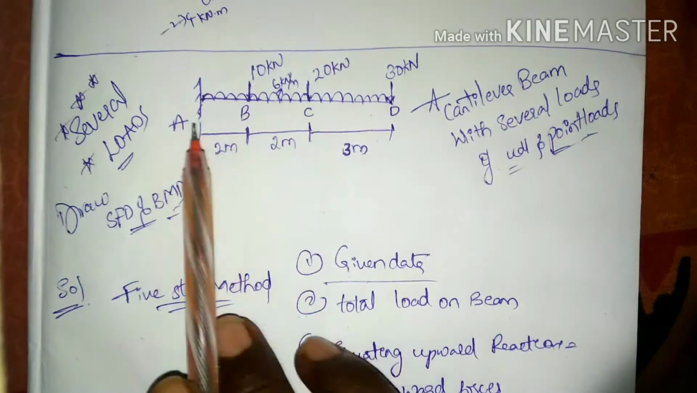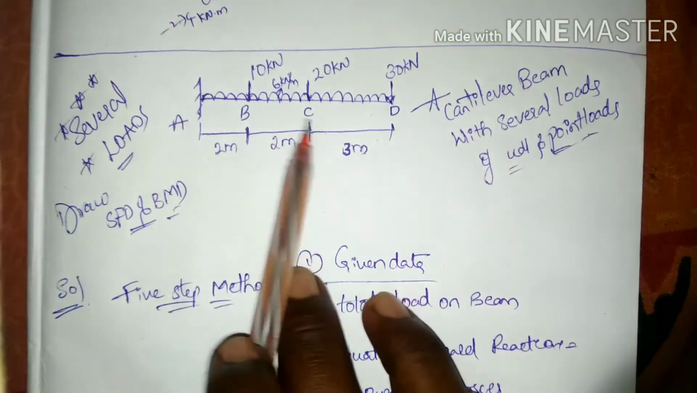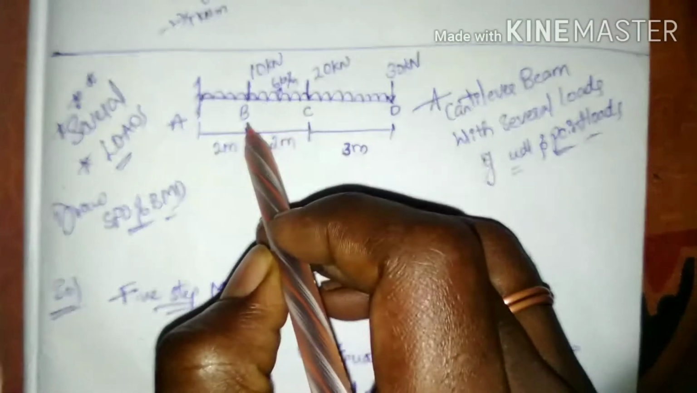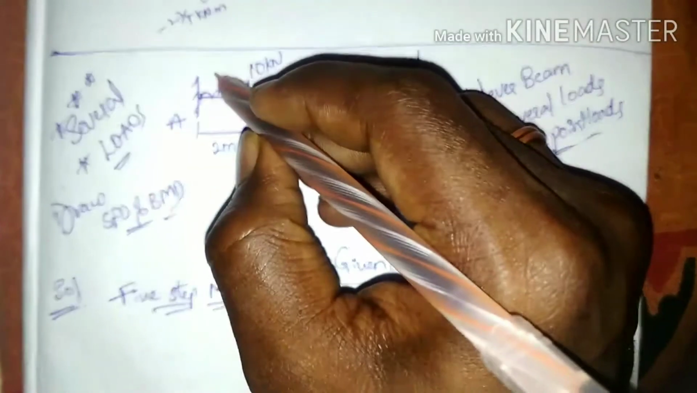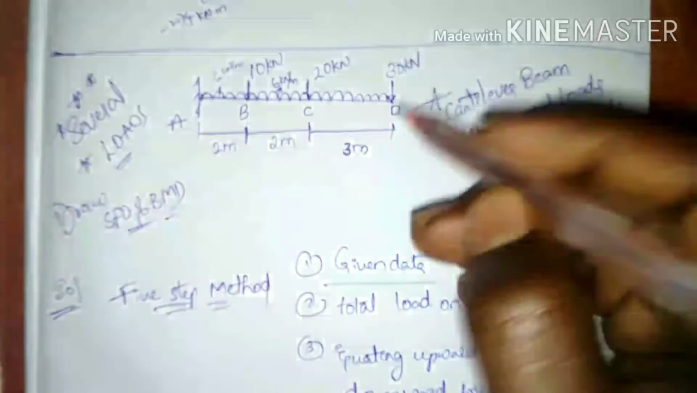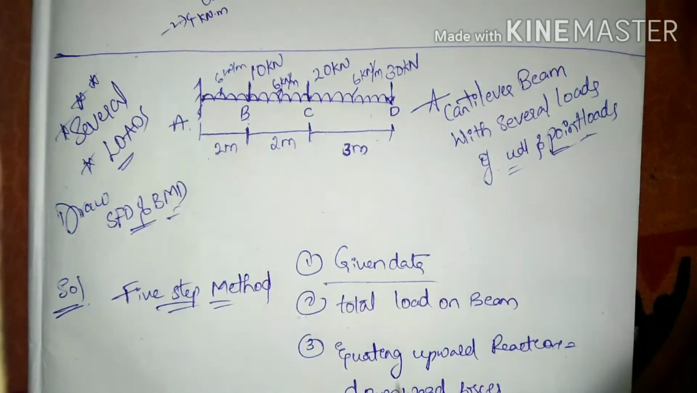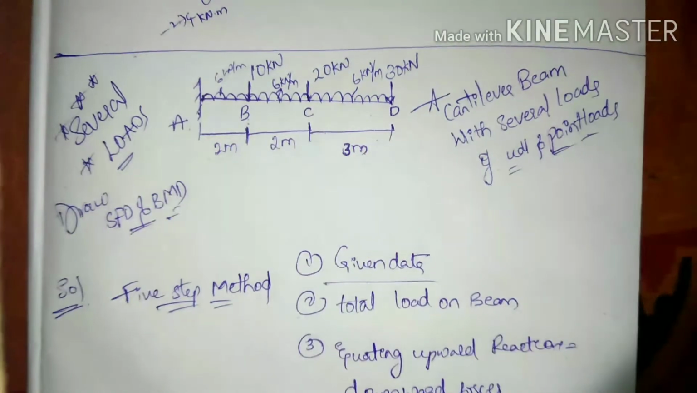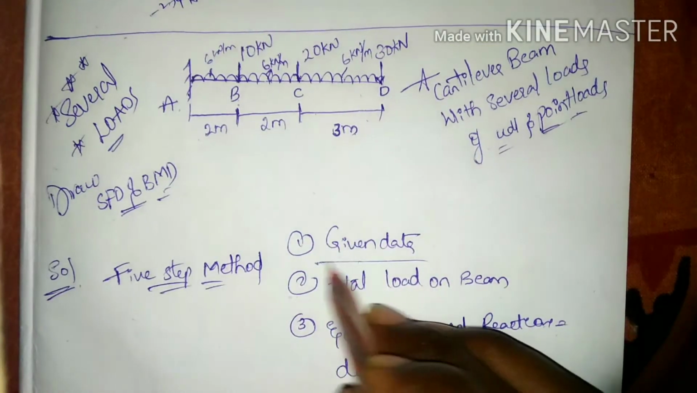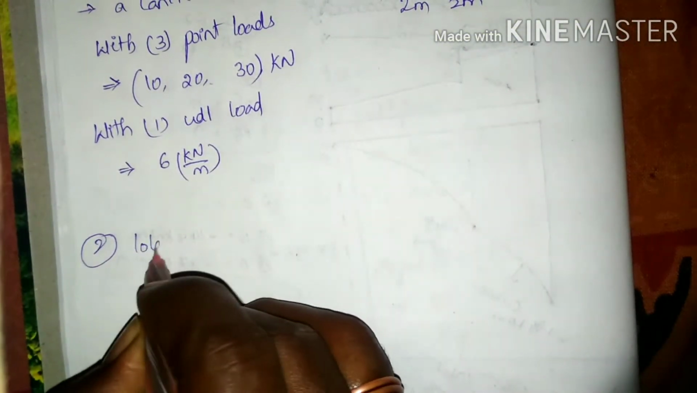For the entire span the UDL is going to act, so we can also divide it into sections A and B. The UDL is the same here also, 6 kN per meter, and here also the load is 6 kN per meter. The load is uniformly distributed throughout the span, so we write that in the given data. And for point number 2, total load on beam.